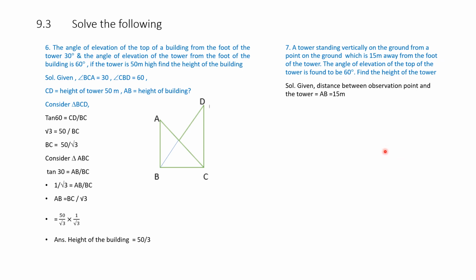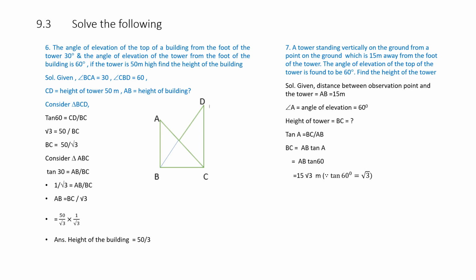The angle of elevation here, angle A, is 60 degrees, and we are required to find BC, the height of the tower. The distance between the observer's point and the tower is 15 meters, it is given, and angle A is equal to 60 degrees. Height of the tower BC is equal to what? Therefore, tan A is equal to BC by AB. Therefore, BC is equal to AB tan A, that is AB tan 60. Therefore, 15 root 3 is the answer.